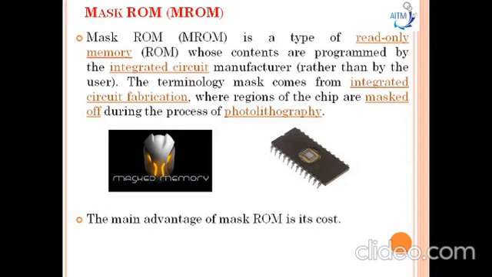And the main advantage of mask ROM is its cost here. It is cost effective, and the mask ROM is more compact than any other kind of semiconductor memory, since the cost of an IC strongly depends on its size. The mask ROM is cheaper than any other kind of semiconductor memory, and its contents are programmed by the IC manufacturers here.